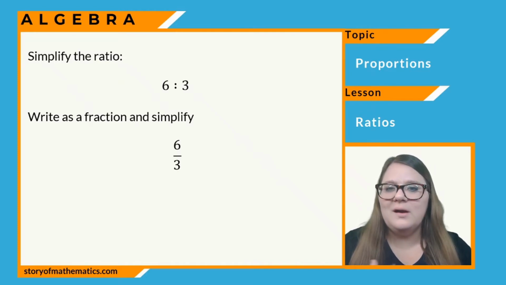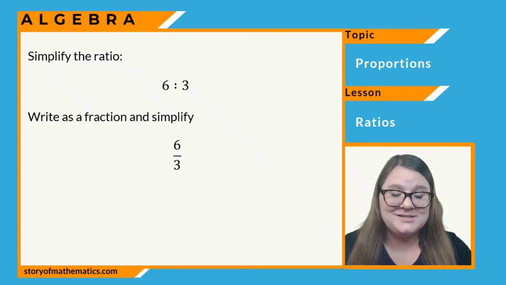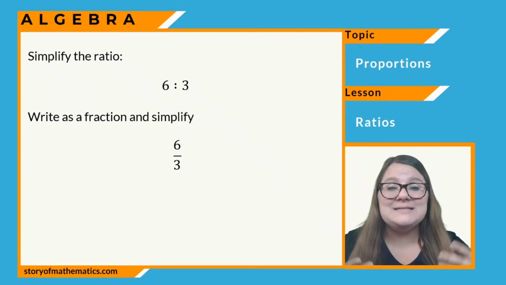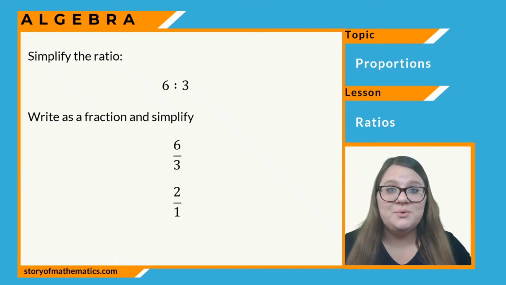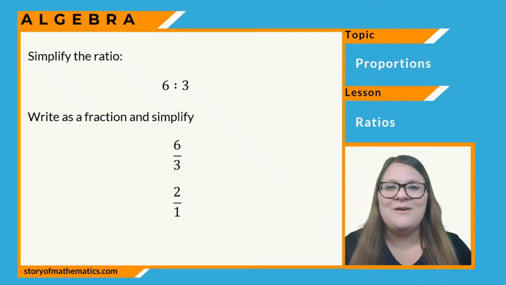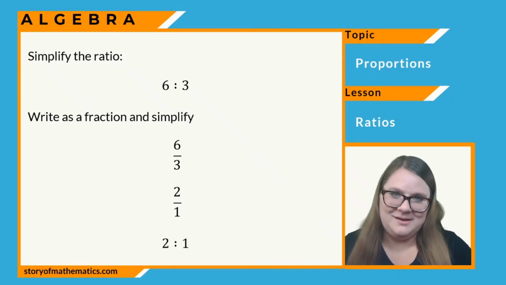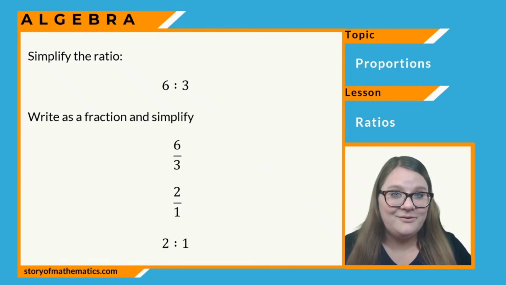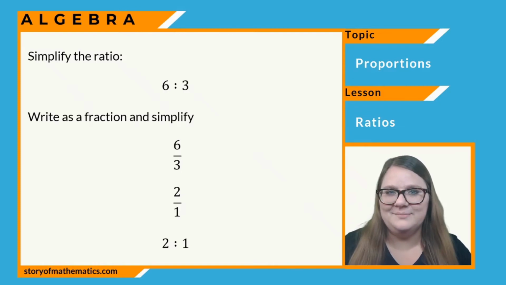Now, for ratios, you always have to have two numbers. So even though 6 divided by 3 is 2, we are going to write it as a fraction still, as 2 over 1. That way, when we convert it back into our ratio format with the colon, we can write it as 2 to 1. All right, so even if it simplifies to a whole number, leave it in fraction form over a 1.